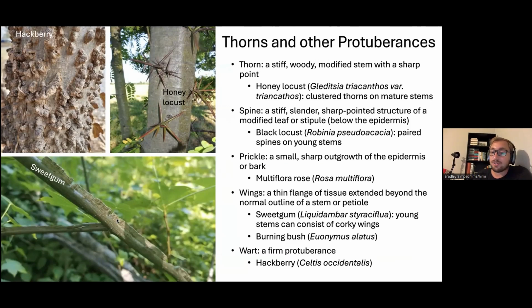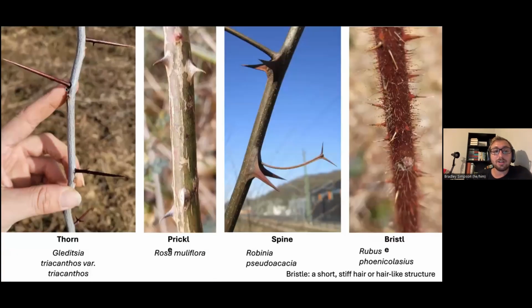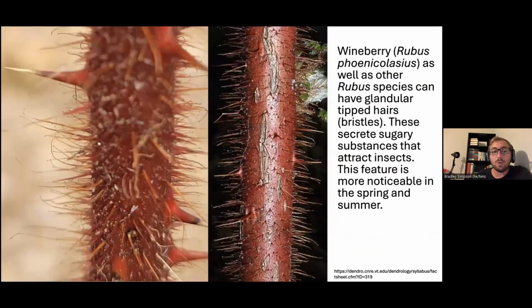We have wings, which are thin flanges of tissue, and then warts like in our hackberry. And just to show some others, a young honey locust, prickles on our rose, paired spines on our black locust, and then bristles, the hairiness on our wineberry. If we look closely on our wineberry, we'll notice that at the end of the hair there's a little spherical shape. It's a gland, which means bugs get a nice little sugary substance from each of those hairs on the wineberry.